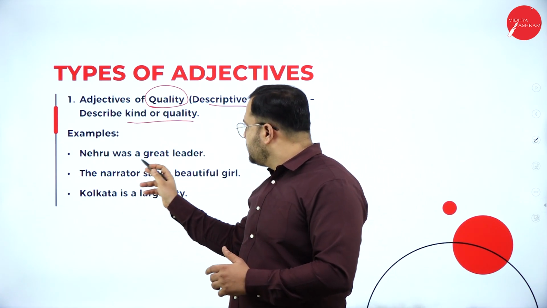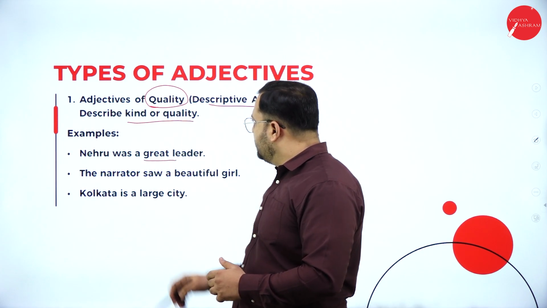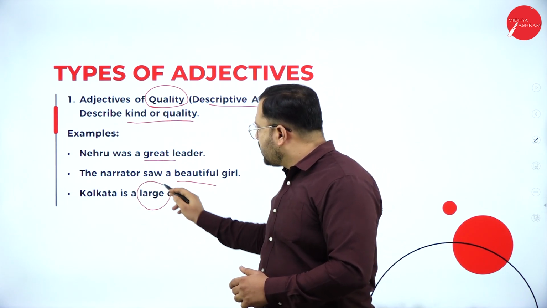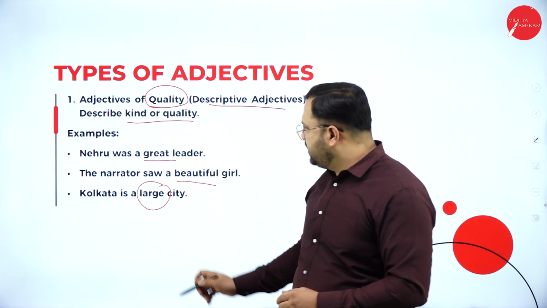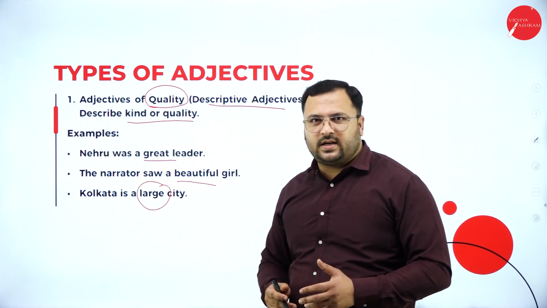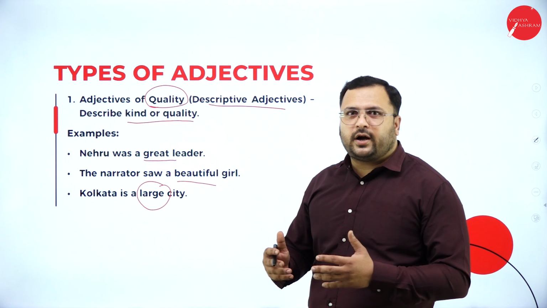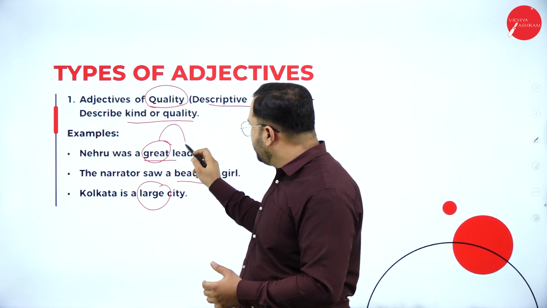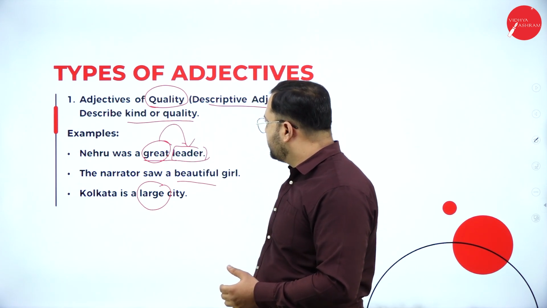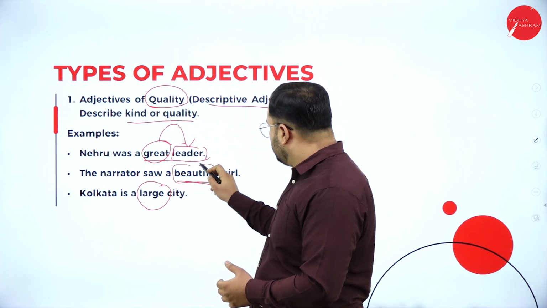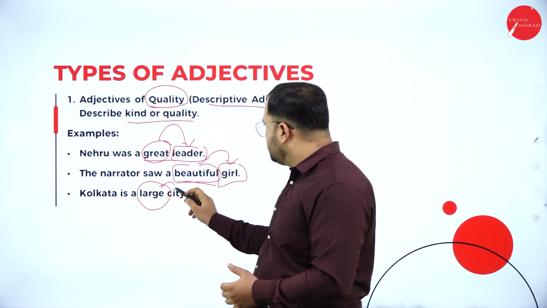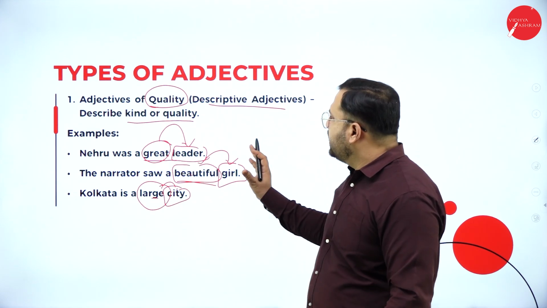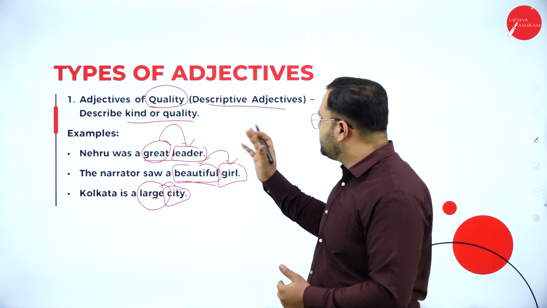For example, Nehru was a great leader. The quality, great leader. The narrator saw a beautiful girl. The quality, Kolkata is a large city. What kind of a city? A large city. So here, when you read the sentence, you have to understand which word is performing what kind of a function. Here, the words which I have marked, these words are describing a noun or a pronoun. Leader, beautiful, girl, large, city. Therefore, these words are adjectives. So here they are talking about quality. Therefore, they are adjectives of quality.